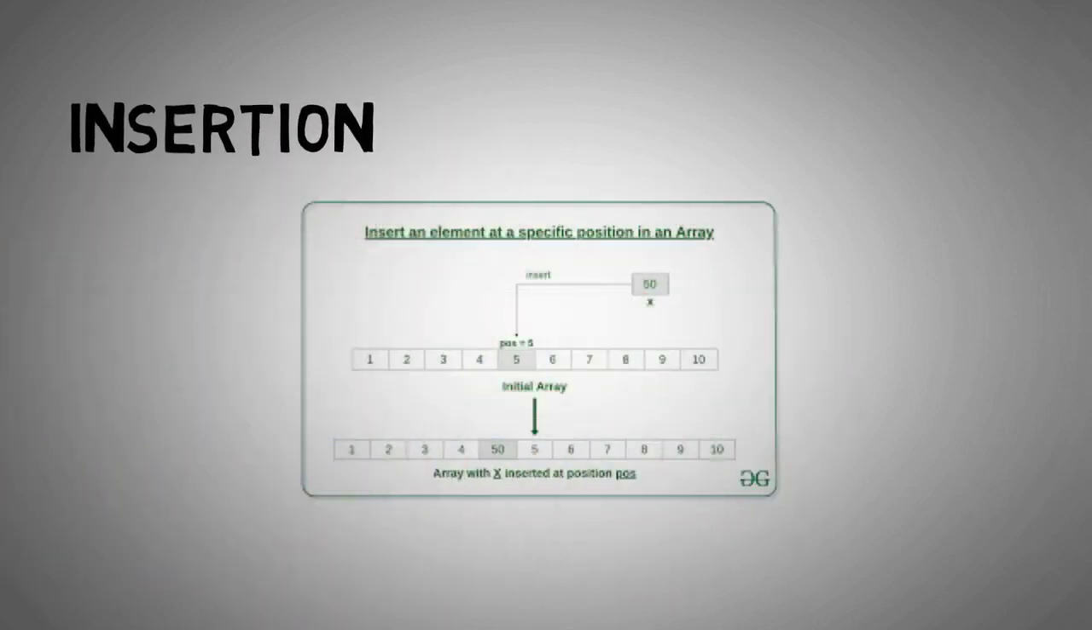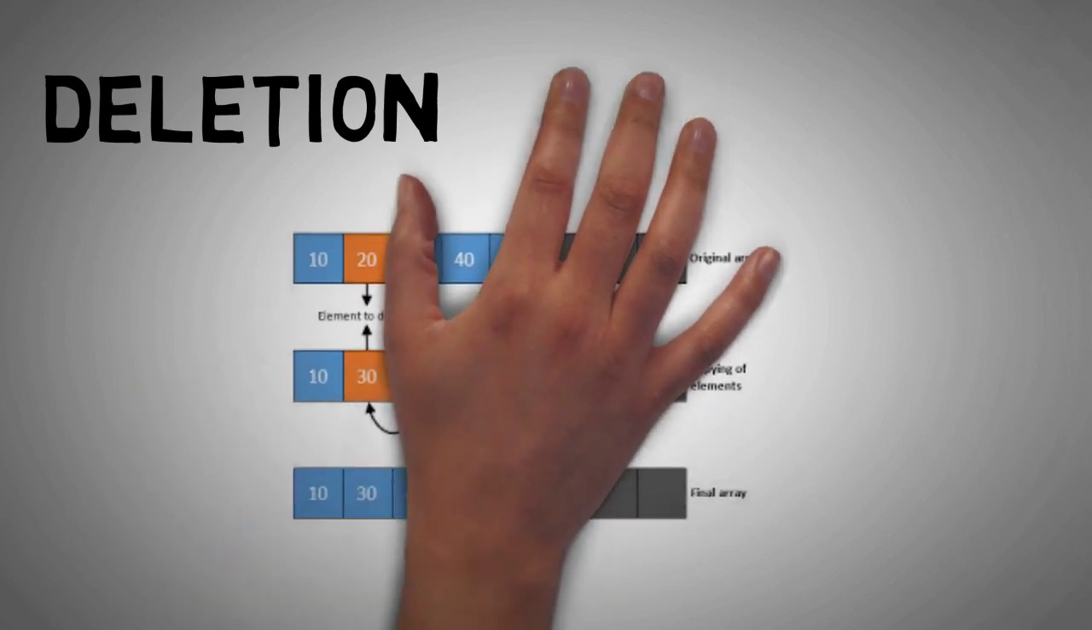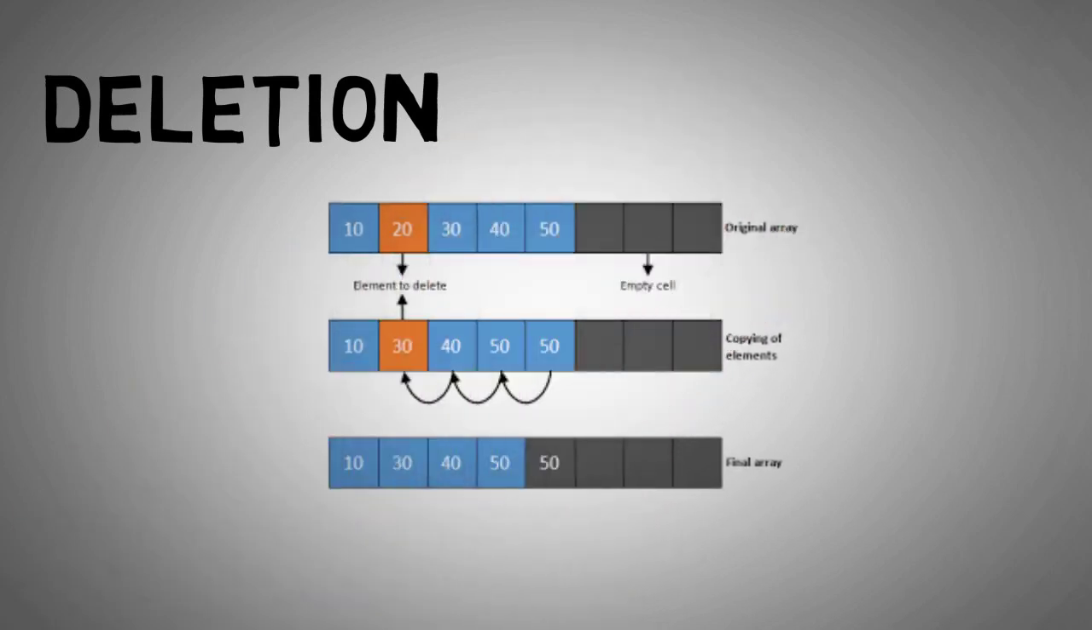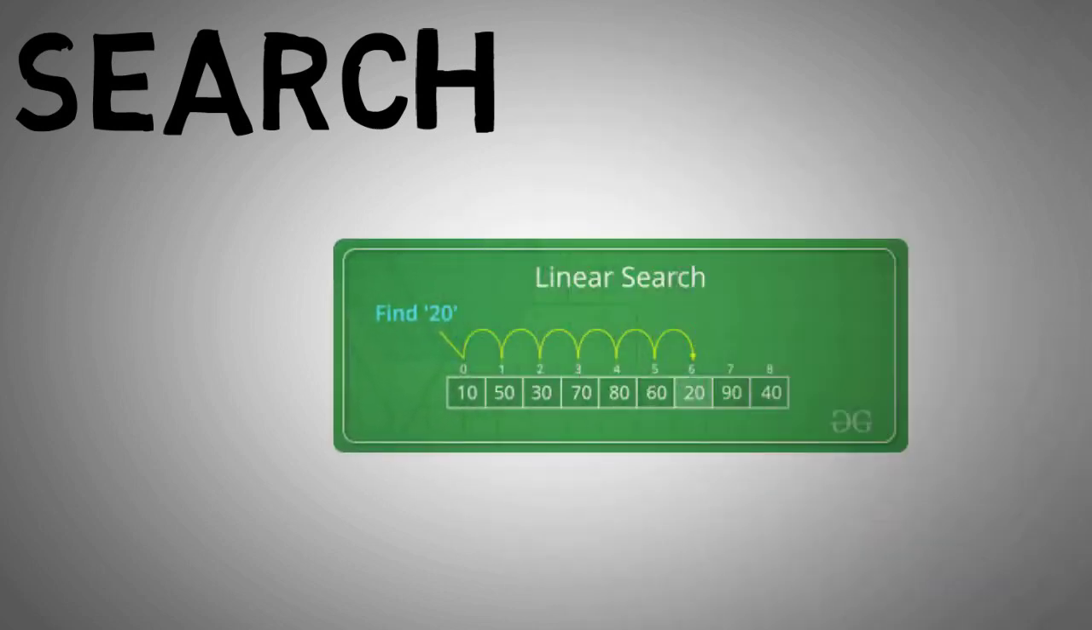The third operation is deletion. The element can be deleted at any position of the array. And the last operation is search. The element can be searched in any part of the array.